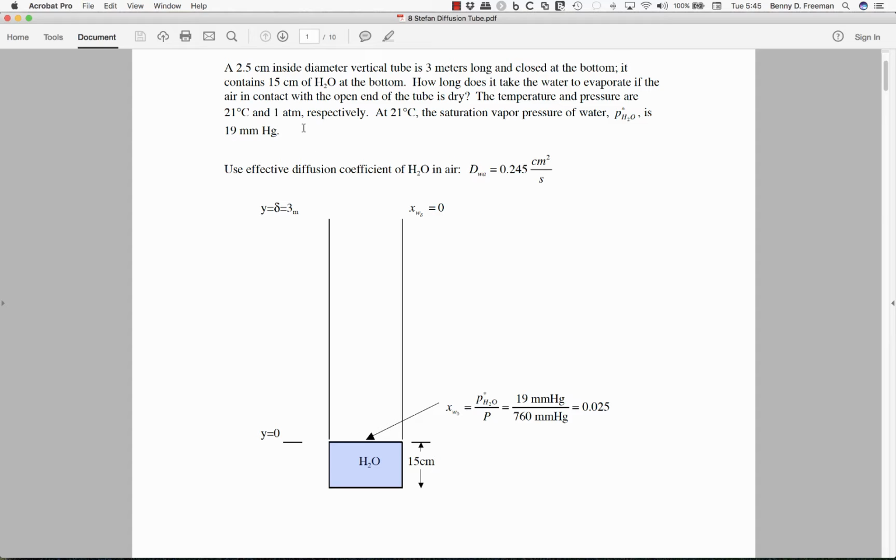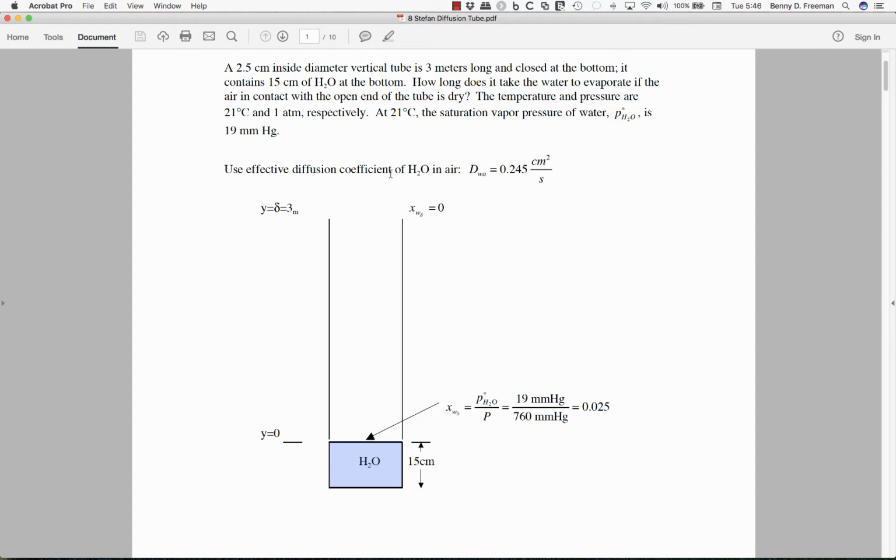The reason that's important is that the vapor pressure of water at 21 degrees C is 19 millimeters of mercury, and the mole fraction of water in the gas phase just above the liquid water is given by Raoult's law, the vapor pressure of water over the total pressure, so it's about 2.5 mole percent. That means the air is about 97.5 mole percent, and the water vapor is 2.5 mole percent. This is a case where we're going to use the concept of effective binary diffusion coefficients.